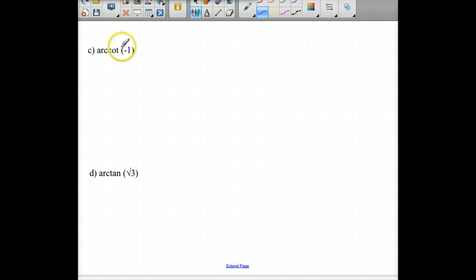Let's try this one. Arc cotangent of -1. So arc cotangent. I know that tangent is sine over cosine. So cotangent is cosine over sine. Okay? And I know that the triangle that gives you tangents and cotangents is the triangle that has two sides that are equal. If they divide and they equal -1, then it must be two sides that are the same. So we're talking about the square root of 2 over 2.